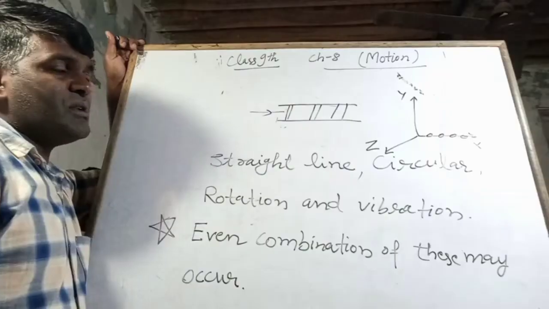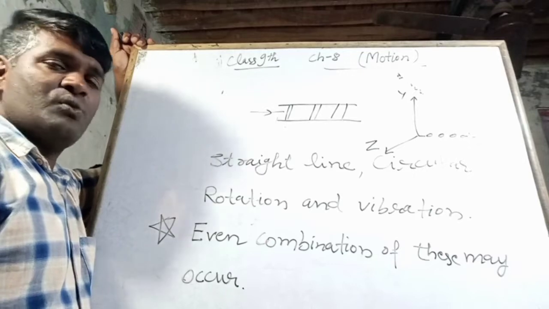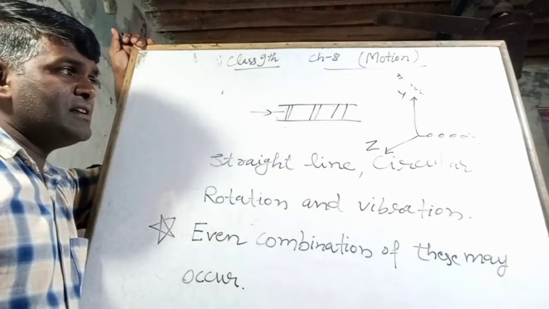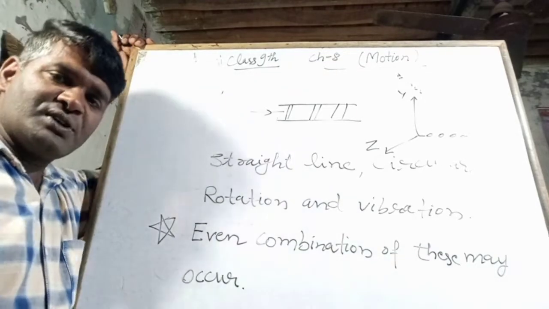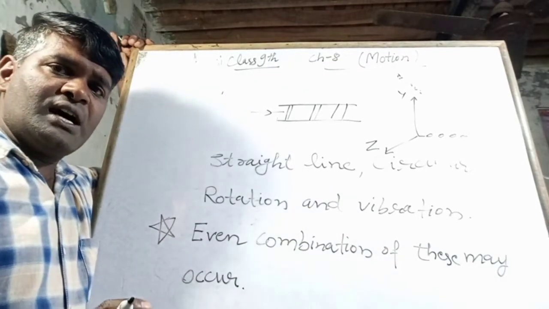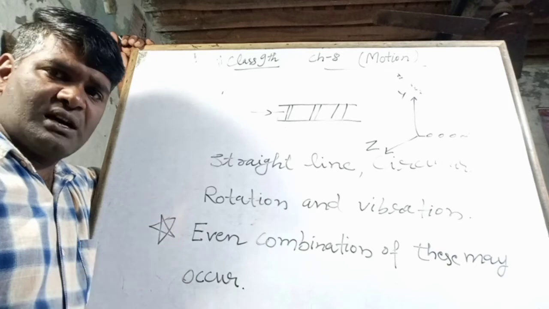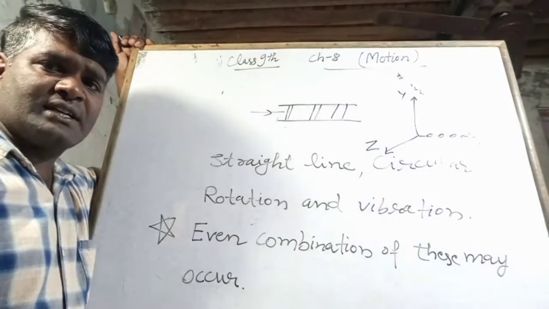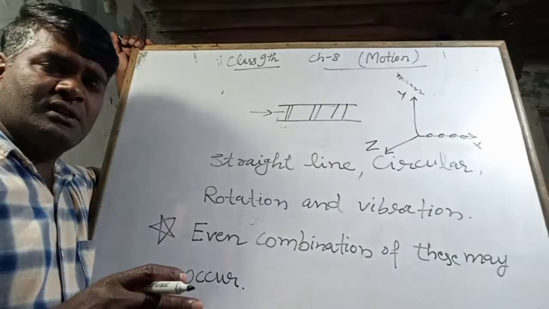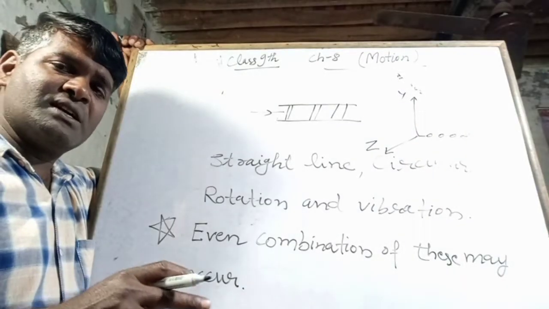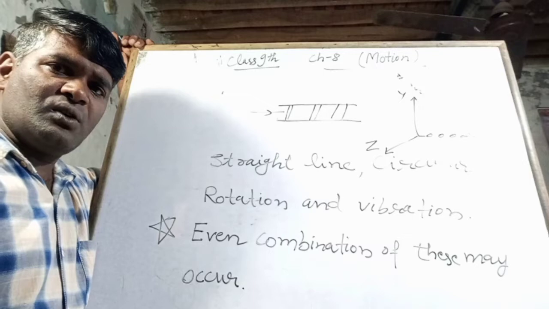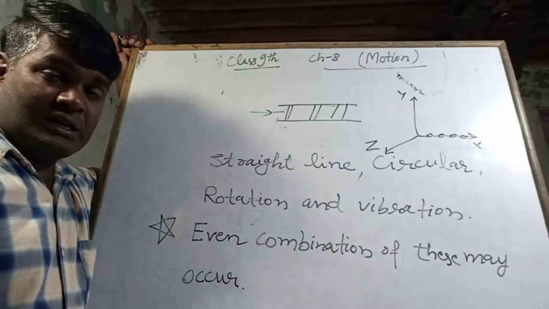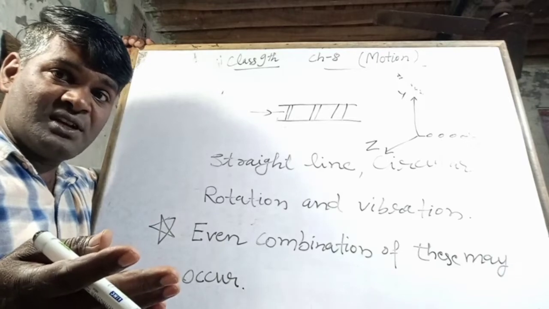Straight line motion may also be defined as one dimensional motion. Is that clear? For straight line motion, we need a smooth straight path. Then only can we say that any object moving on it may be considered as the object moving in a straight line.